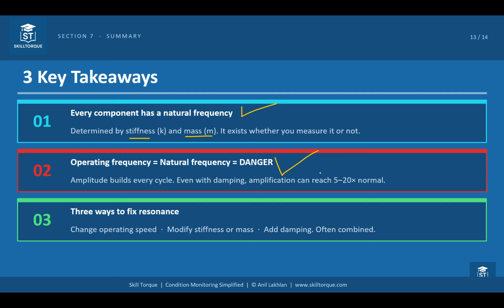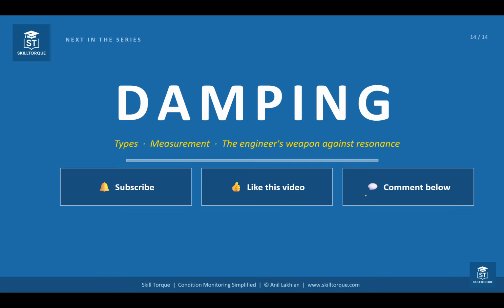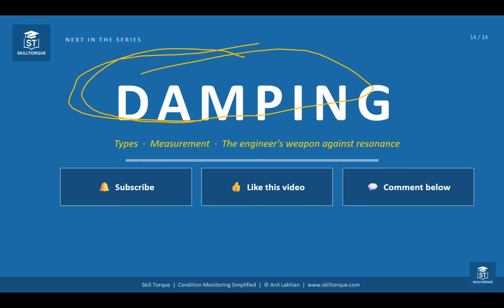The third takeaway is this: engineers fix resonance by changing the operating speed, modifying the structure, or adding damping. So these are the three things that we have covered. Now, since we have covered the resonance topic, the next video in the series will cover damping: why it matters, how it is measured, and how it is the engineer's main weapon against resonance.